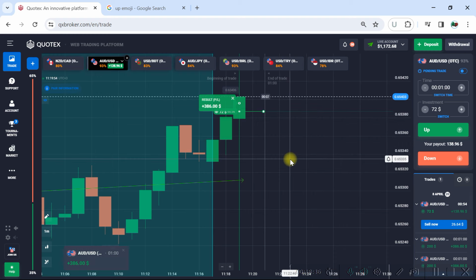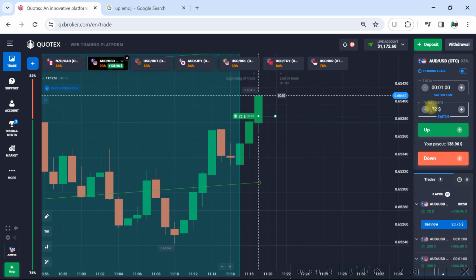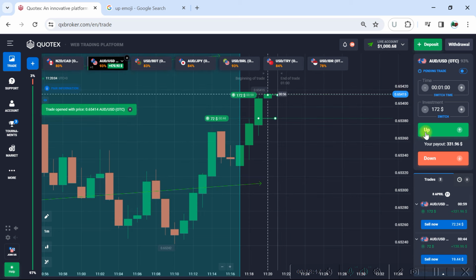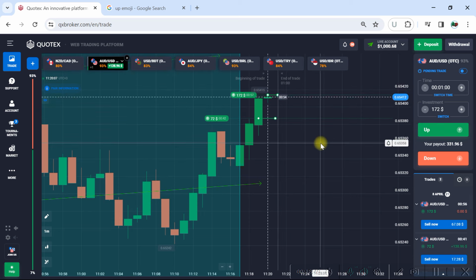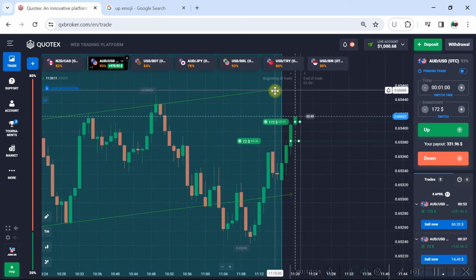We are at $1,100, $1,172. I can do 172 on my next trade. Yes, so I've done 172 for the next trade. I'm hoping that price goes back to the top.